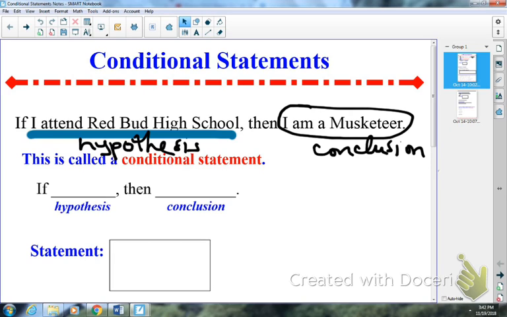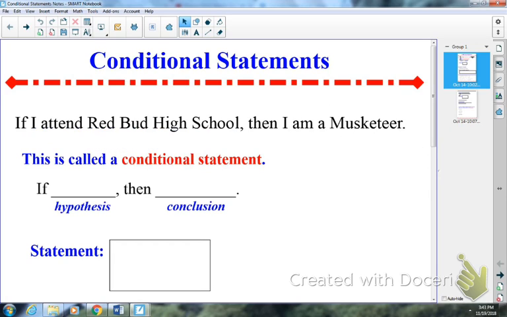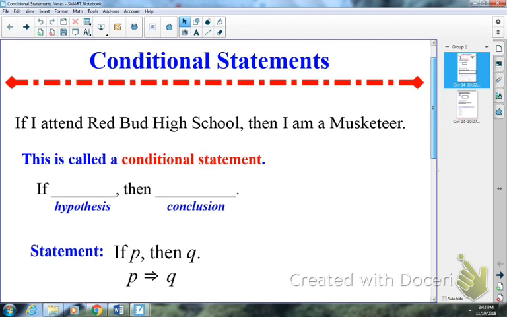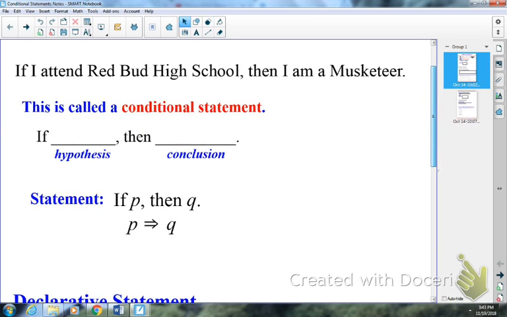Okay, so for example, if I say if today is Monday, then tomorrow is Tuesday, my hypothesis would be today is Monday. My conclusion would be tomorrow is Tuesday. So again, the part that follows the if is your hypothesis. The part that follows the word then is your conclusion in a conditional statement. So in general, in terms of variables, we talk about if P, then Q, where your hypothesis is usually represented as the letter P, and your conclusion is usually represented by the letter Q.